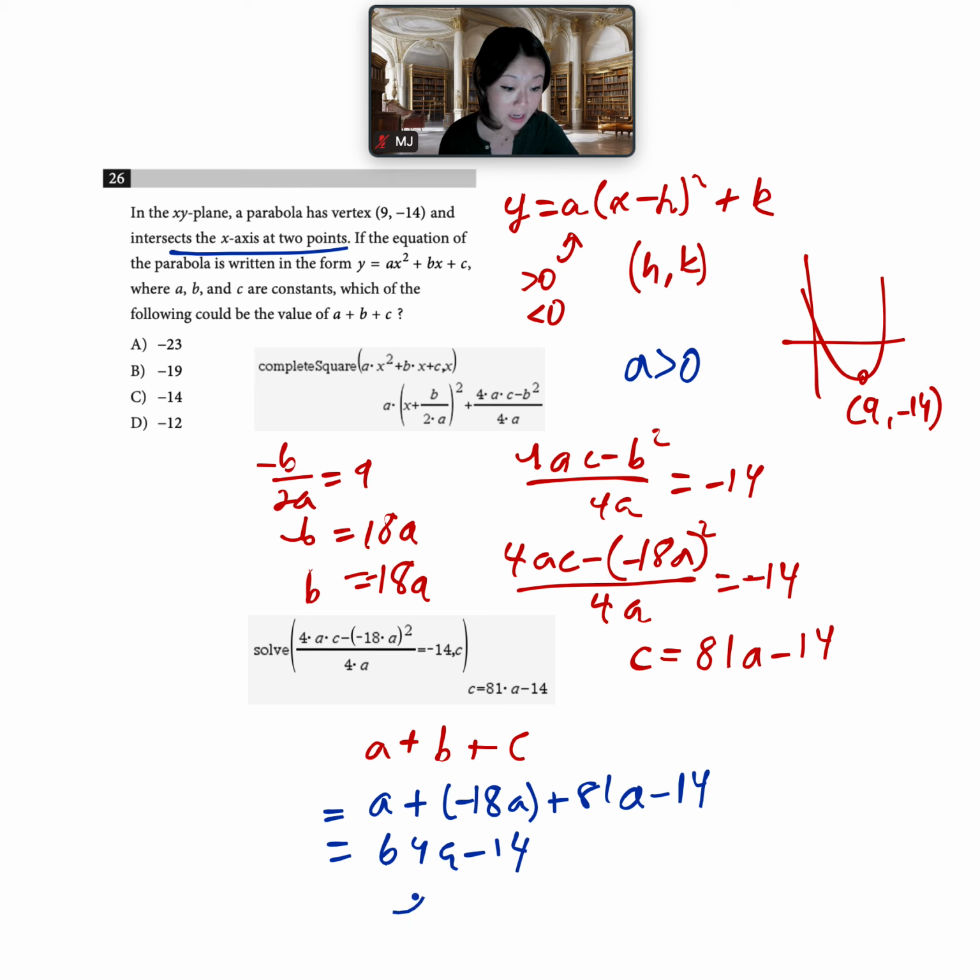Now if I set a equal to 0, what's going to happen? If a is equal to 0, then a plus b plus c is just going to be -14, right? So that's not the case. We know that a is greater than 0. So that means that a plus b plus c has to be what? Greater than -14. And the only answer choice that's greater than -14 is D, which is -12. Whew!